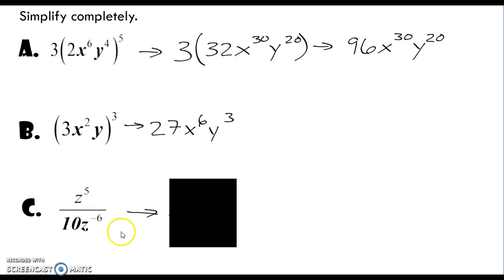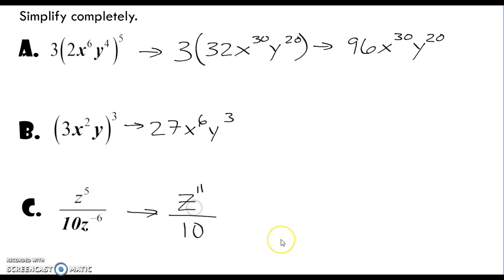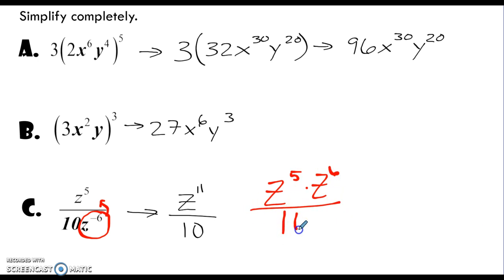And on our final one here, there's a couple different approaches we can take. Your final answer would be z to the 11 over 10. Keep in mind this 10 does not have the negative 6. So when I have a negative exponent in the denominator, we make that positive by moving it to the numerator. So you could call that z to the 5th times z to the 6th all over 10, and then z to the 5th times z to the 6th is z to the 11.